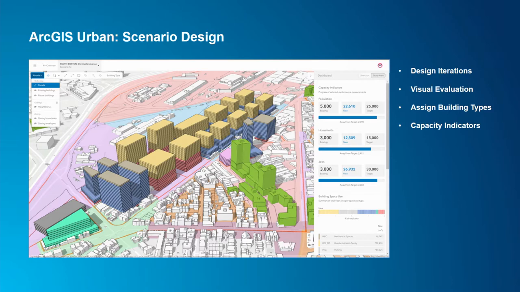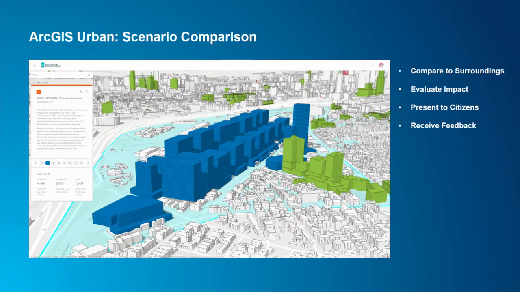But we can not only design those scenarios very quickly, we can also compare them, not only to each other, but also to how they fit into their surrounding context, into the cityscape. And we can evaluate the impact it has on the rest of the city. We can present those scenarios to citizens and receive feedback on what they think about what we've designed. So this is where ArcGIS Urban is very strong at the moment.